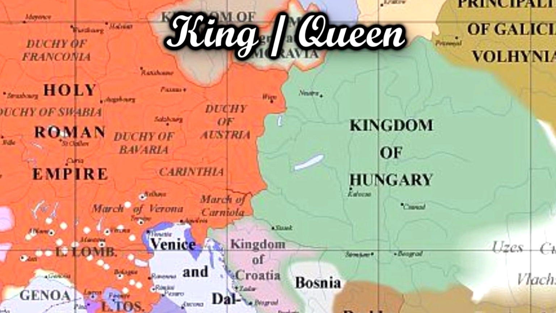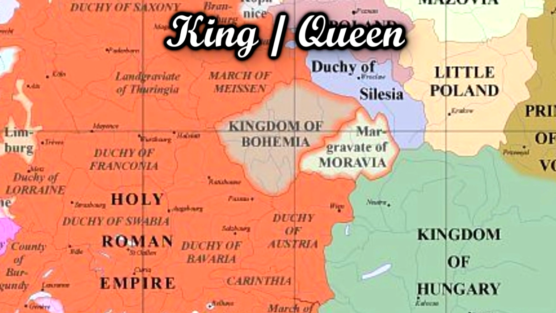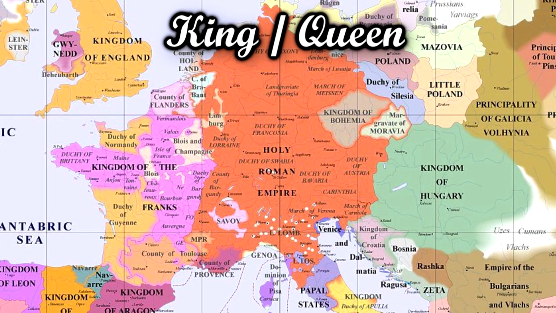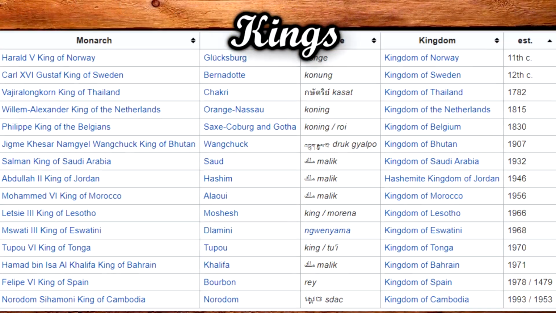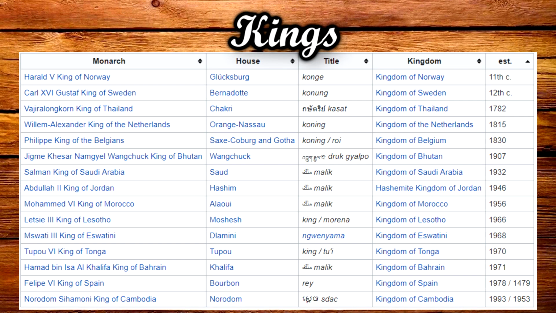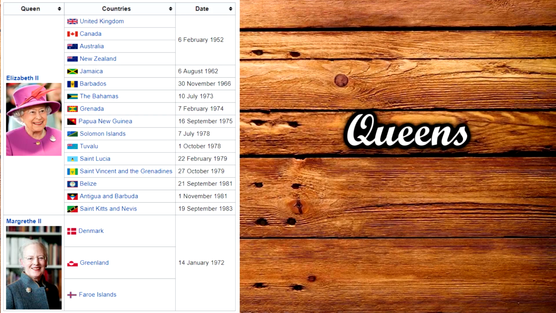And we have an example of this as well. For example, the Kingdom of Bohemia was ruled by a king or queen. But because they were part of the Holy Roman Empire, the Holy Roman Emperor stood above them. There are currently 17 kingdoms left in the world, 15 of which have kings and 2 have queens.